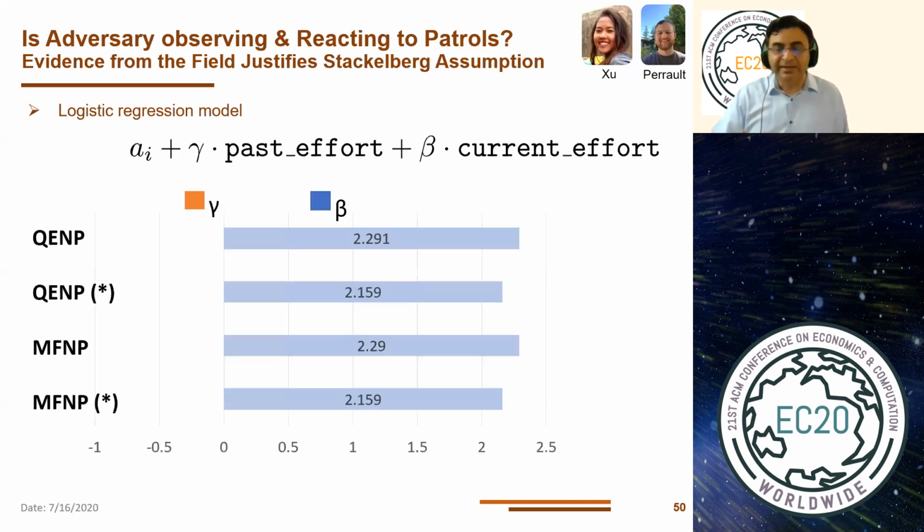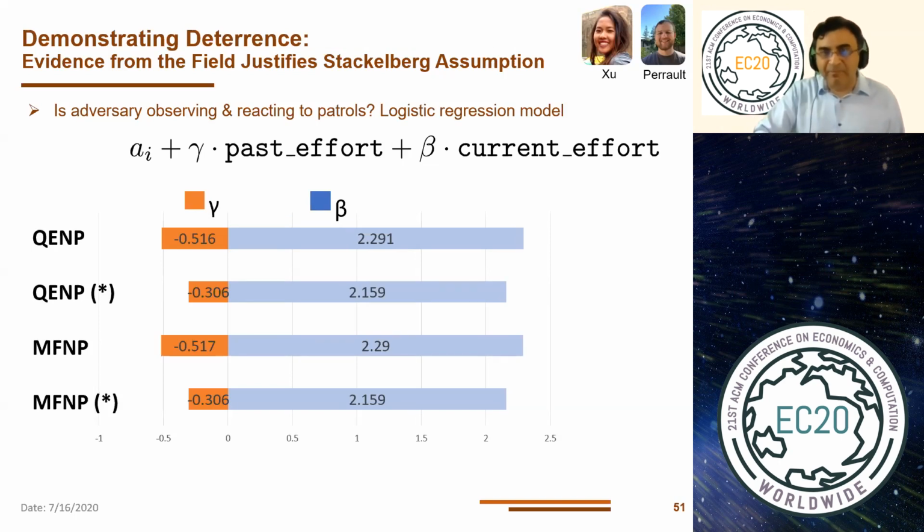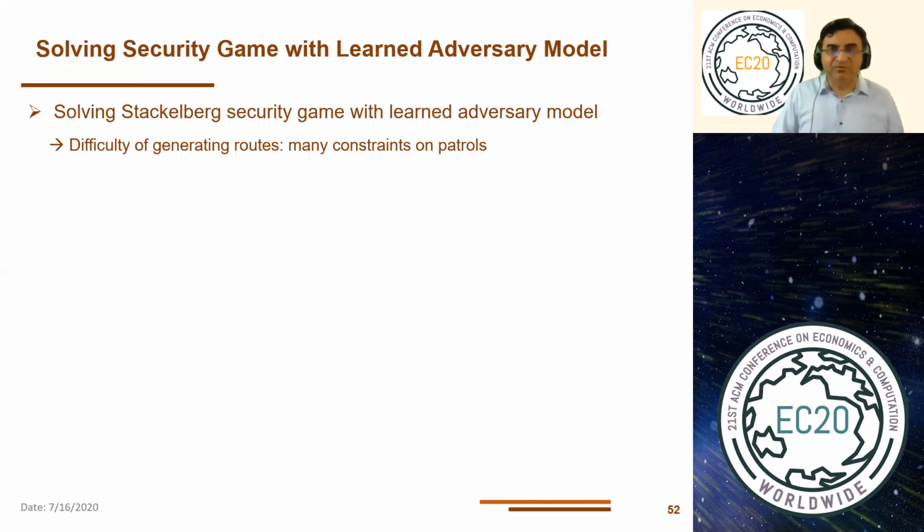And what we find is indeed there is a positive coefficient for the current effort. So the more you patrol, the more snares you found this year. But the poachers are repelled; there is a deterrent effect. The poachers don't visit the areas as frequently, as shown by the negative coefficient. So if you patrol an area frequently, next month or next year, the poacher will not visit those areas. So this justifies our Stackelberg model. And so the next step then was to apply the Stackelberg security game model to generate patrol routes.